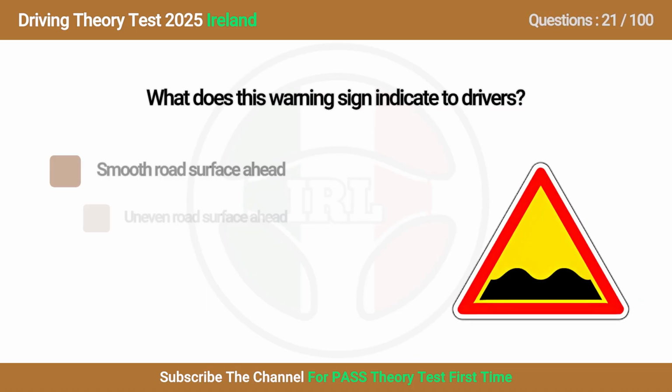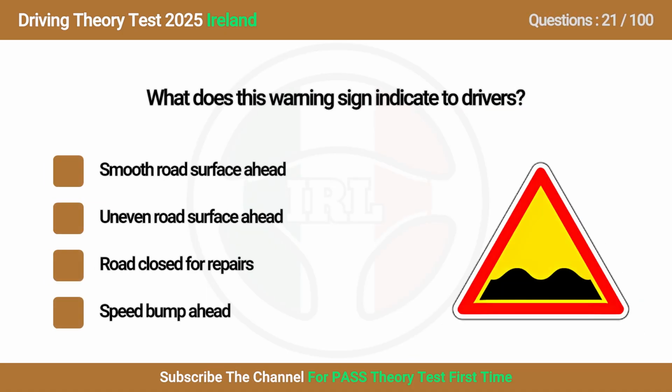Question 21. What does this warning sign indicate to drivers? A. Smooth road surface ahead. B. Uneven road surface ahead. C. Road closed for repairs. D. Speed bump ahead.